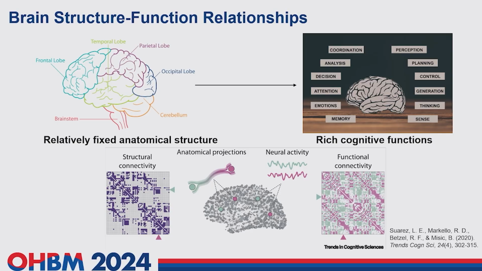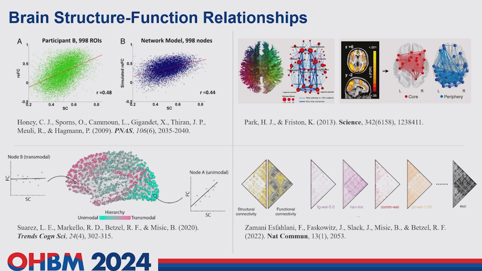As we know, the brain is really a very complex system. However, there is a magic, like a one-to-many relationship: the brain has a relatively fixed anatomical structure, but it can support rich cognitive functions. Usually, we can model the structural connectivity and the functional connectivity to model the relationship between brain function and structure. These four papers inspire me a lot.